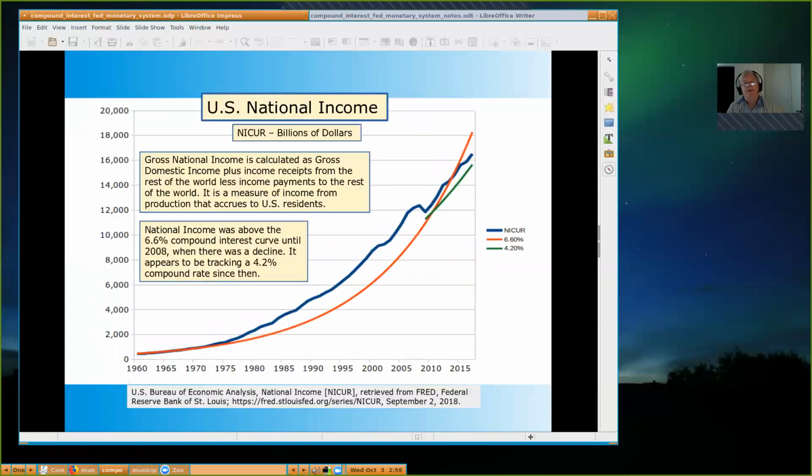Okay, the national income, this is just part of the gross domestic product calculations by the Bureau of Economic Analysis. And it's followed a 6.6% curve, although it was higher, and then it dipped in 2008, and it has not been increasing as rapidly as it was before. Anyway, it seems like it's closer to 4% since 2008.